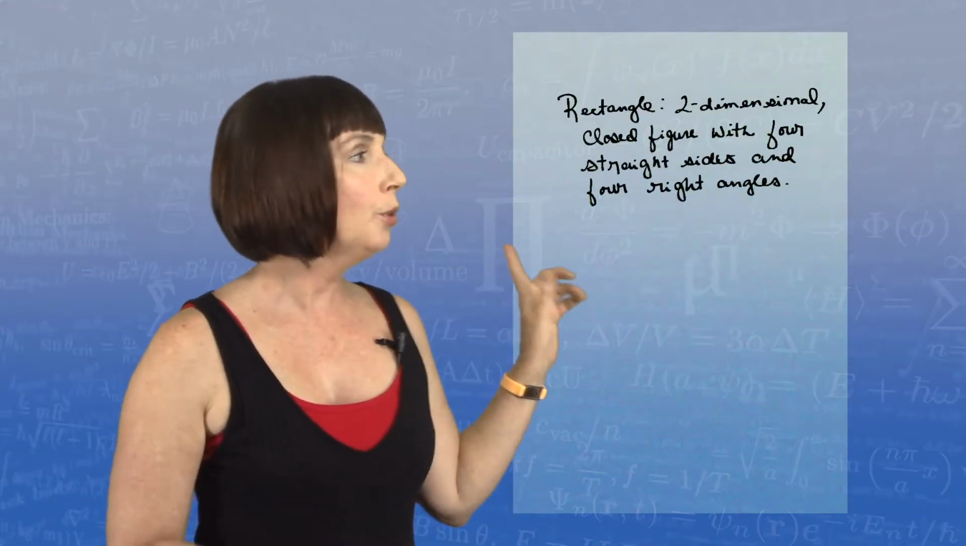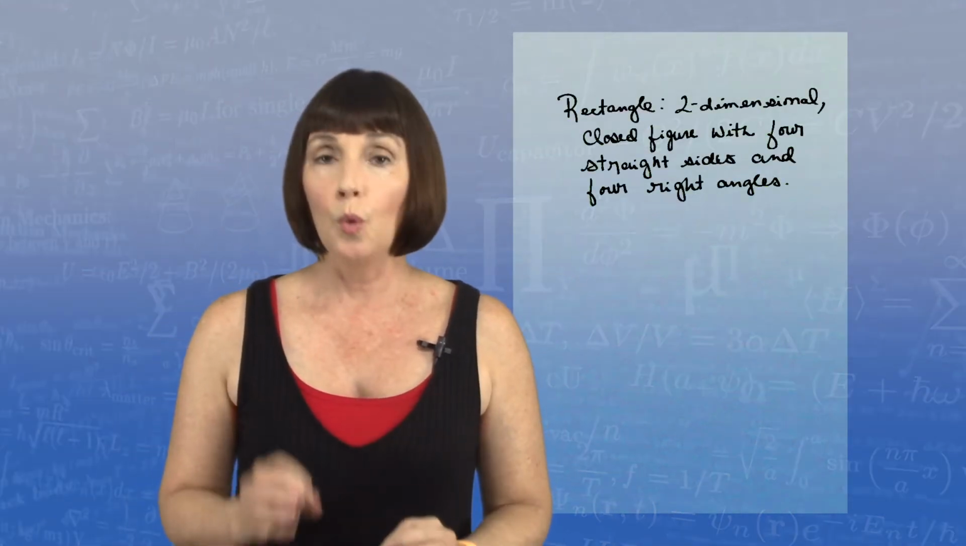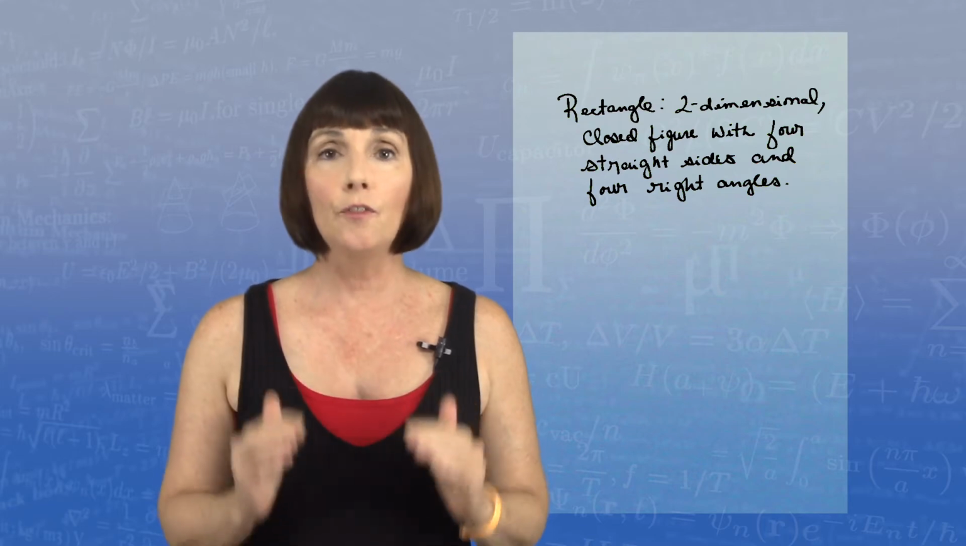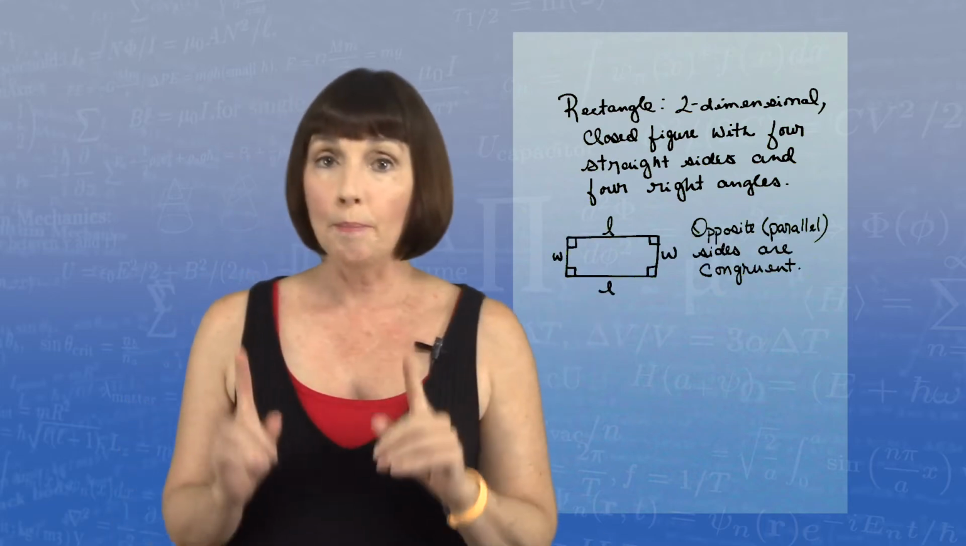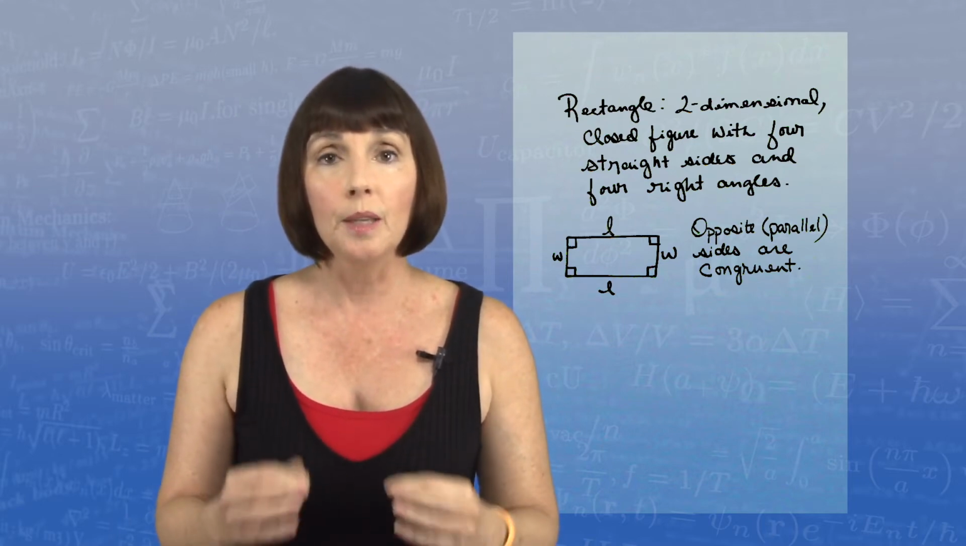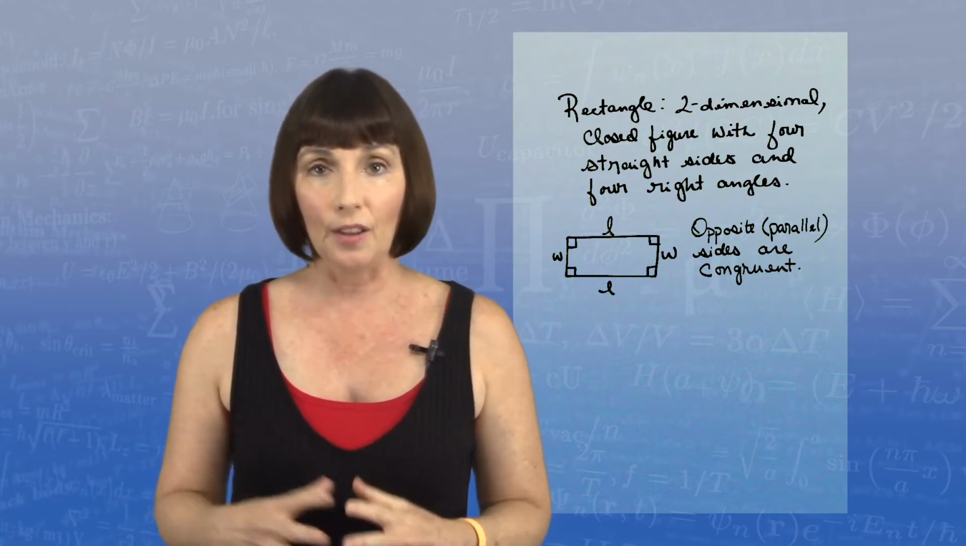Today we're talking about the basics of rectangles and squares. Let's start with this. A rectangle is a two-dimensional closed figure with 4 straight sides and 4 right angles. Now, the opposite or parallel sides are congruent, meaning that they are equal in length.